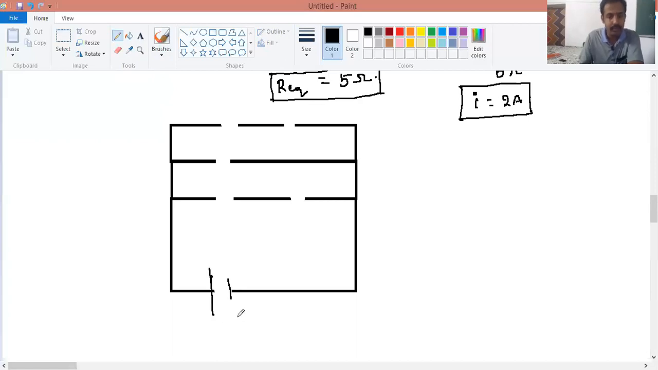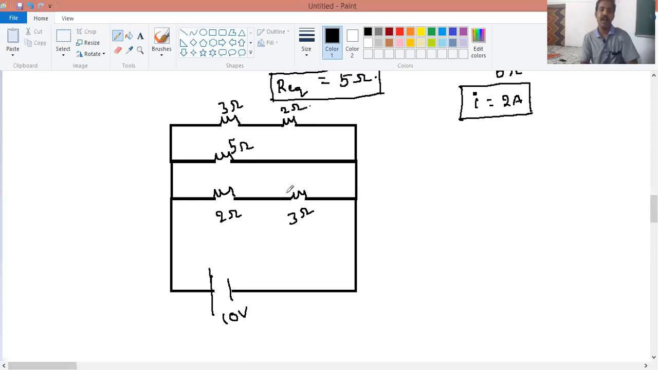So this is a 10 volt battery. This is a 2 ohm resistor, this is a 3 ohm resistor, this is a 5 ohm resistor, this is a 3 ohm resistor, and this is a 2 ohm resistor.